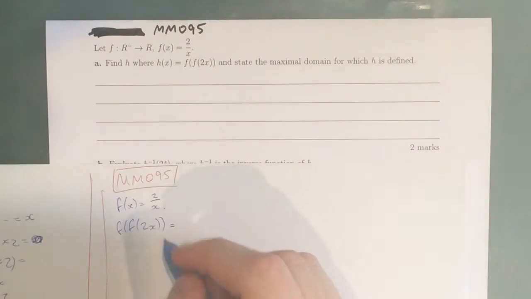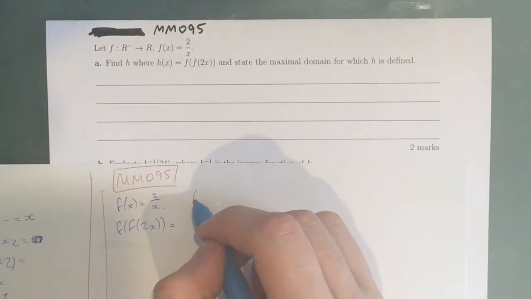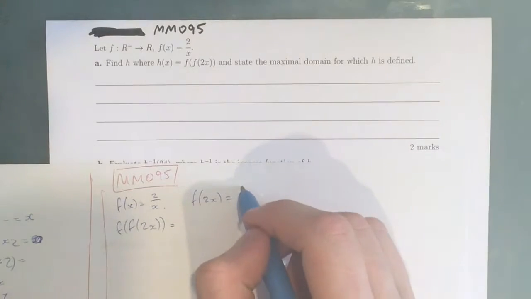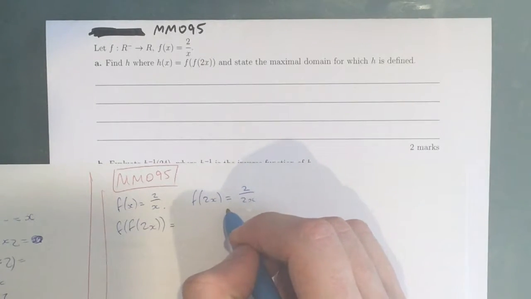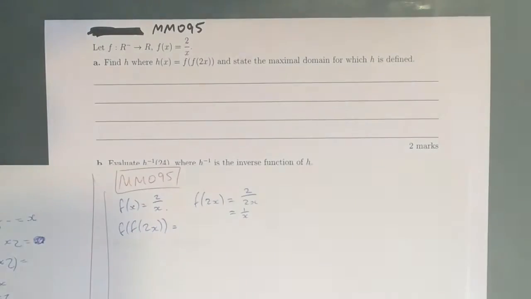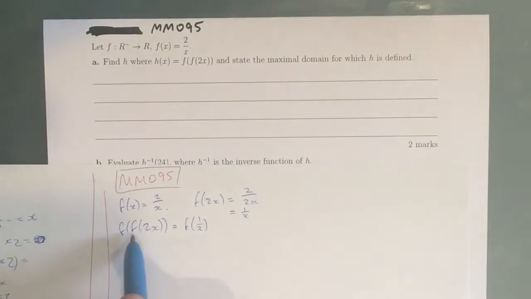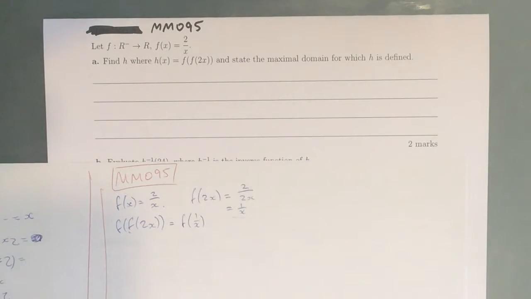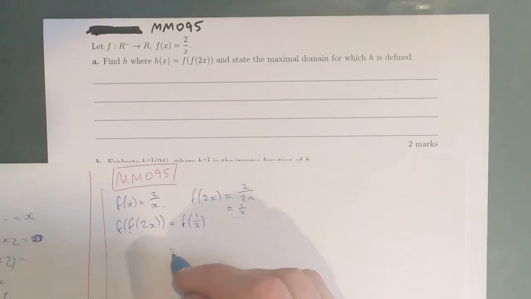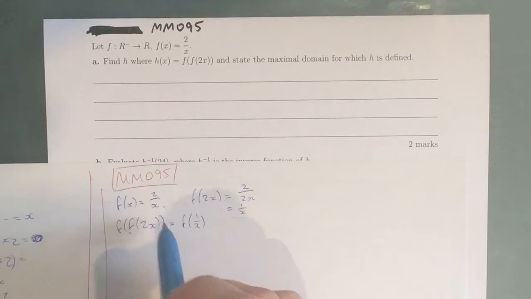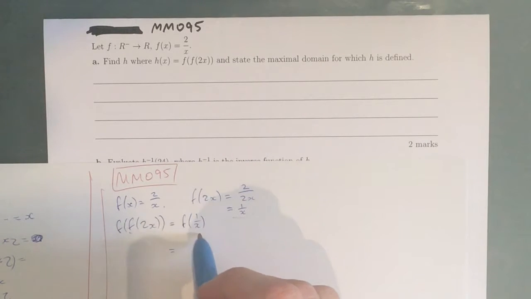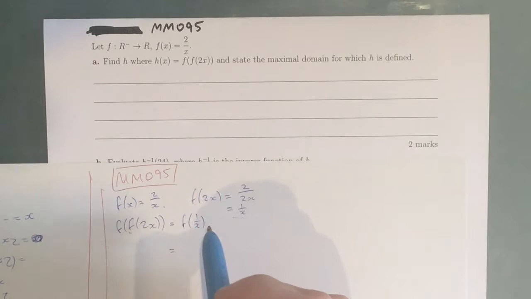Now, firstly, f of 2x is equal to 2 over 2x, which equals 1 over x. That's good to know, which means that we want f of 1 over x, because f of 2x is equal to 1 over x, which means f of x is 2 on x, and if we have f of 1 on x, we actually want to replace all the x's in f of x with 1 on x.